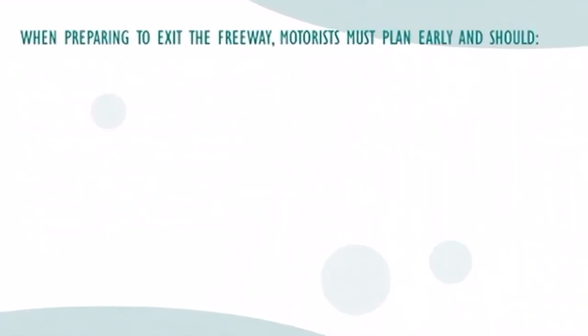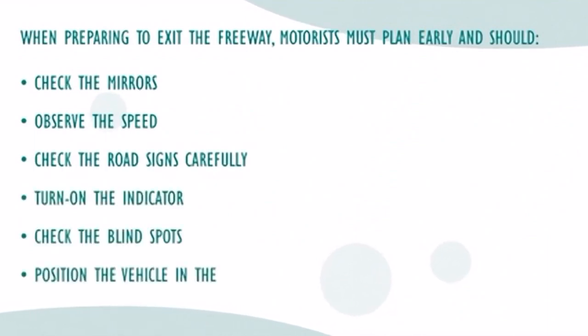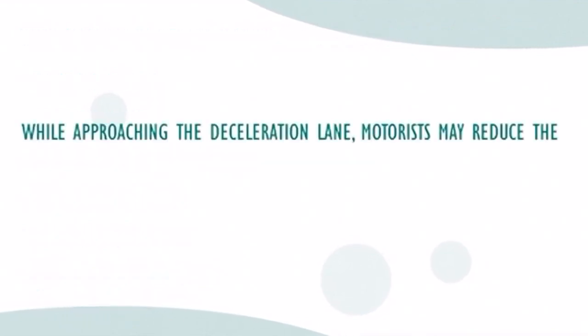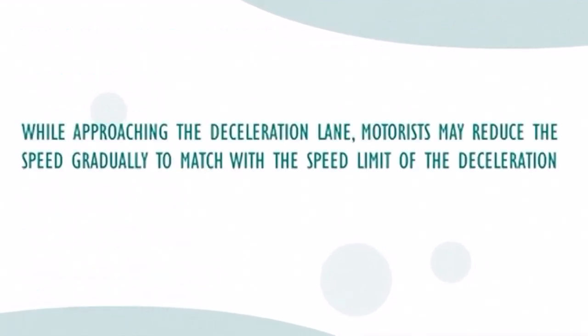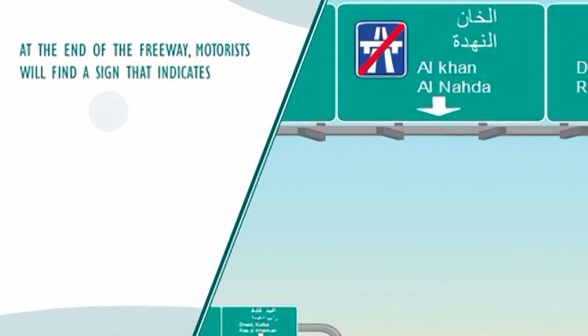When preparing to exit the freeway, motorists must plan early and should check the mirrors, observe the speed, check the road signs carefully, turn on the indicator, check the blind spots, and position the vehicle in the deceleration lane. While approaching the deceleration lane, motorists may reduce the speed gradually to match the speed limit of the deceleration lane. At the end of the freeway, motorists will find a sign that indicates the end of the freeway.